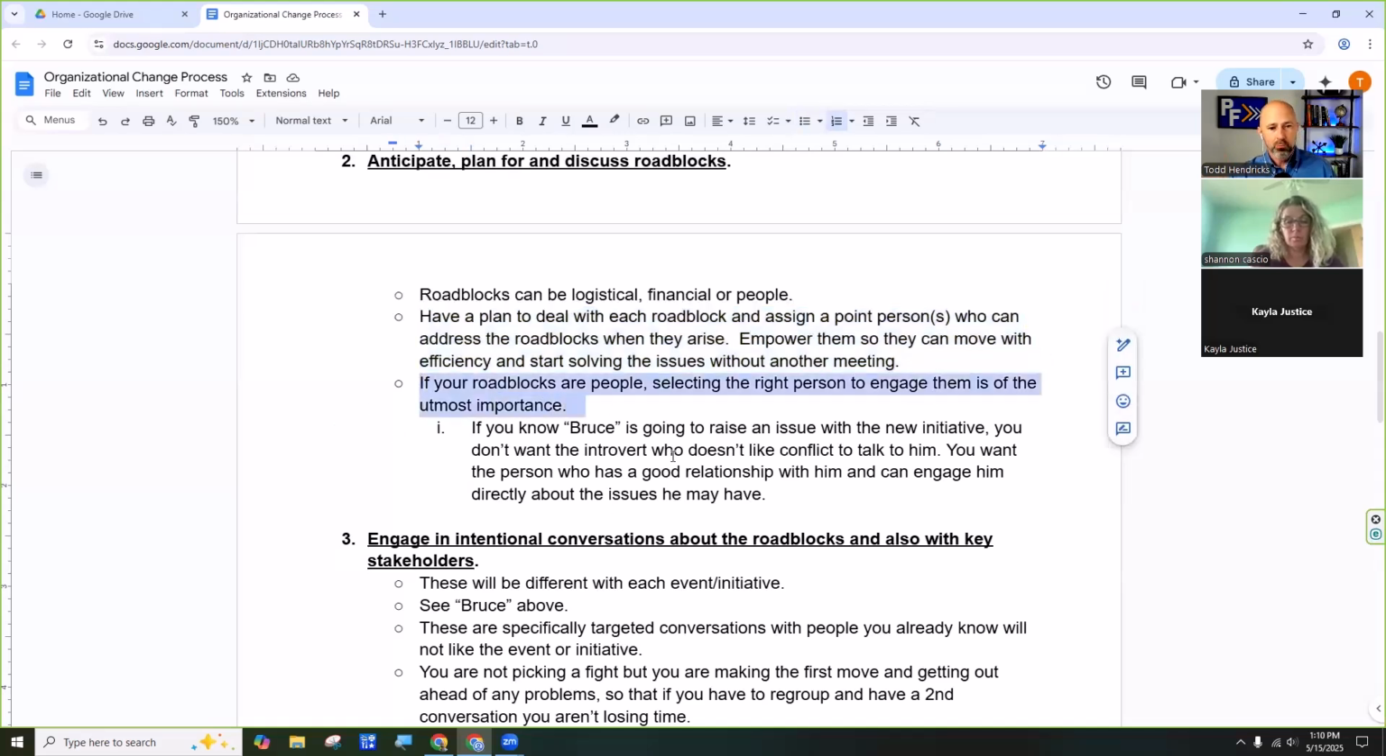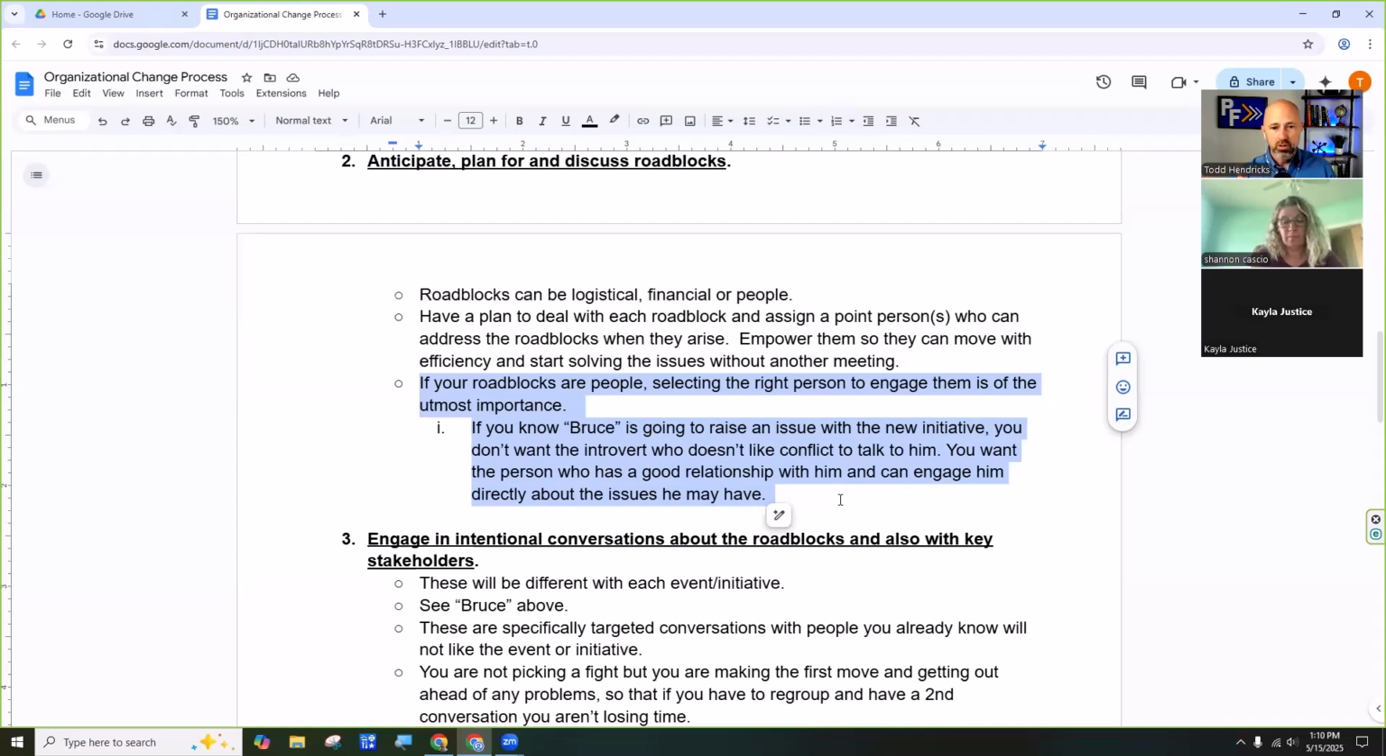This is a fun one. If your roadblocks are people, select the right person to engage them, and selecting the right person is of the utmost importance. So if we know that John is not going to like this idea because he never likes these ideas, then we need to go find somebody who can talk to John. Now, Todd and John have already butted heads. Not going to happen. So I'm going to choose Brian. Brian and John hang out together, and Brian's on board with this idea because Brian's in leadership, and Brian knows how to talk to John. So Todd, not the right person to talk to John. Brian absolutely is the right person to talk to John. You're going to go talk to John. And it might sound something like this.